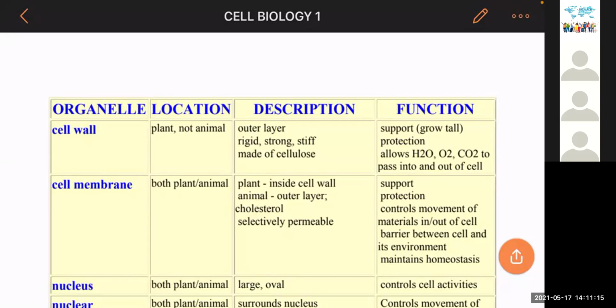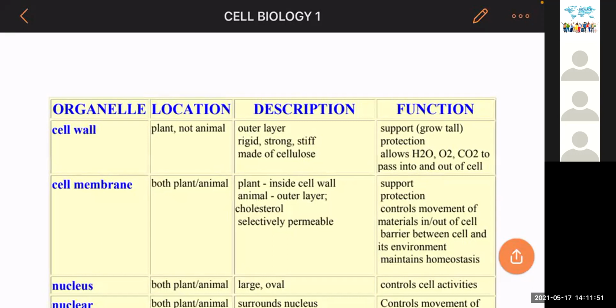Cell walls are found in plant cells, not in animal cells. The description of a cell wall is an outer layer, rigid, strong, stiff, made of cellulose. Those were the ones we were discussing, the cellulose cell wall of plants. Remember, we are told it had two types of cell walls. And the second type only forms when the plant can no longer grow further and it's dead. That's when we have the second cell wall of the plant cell.